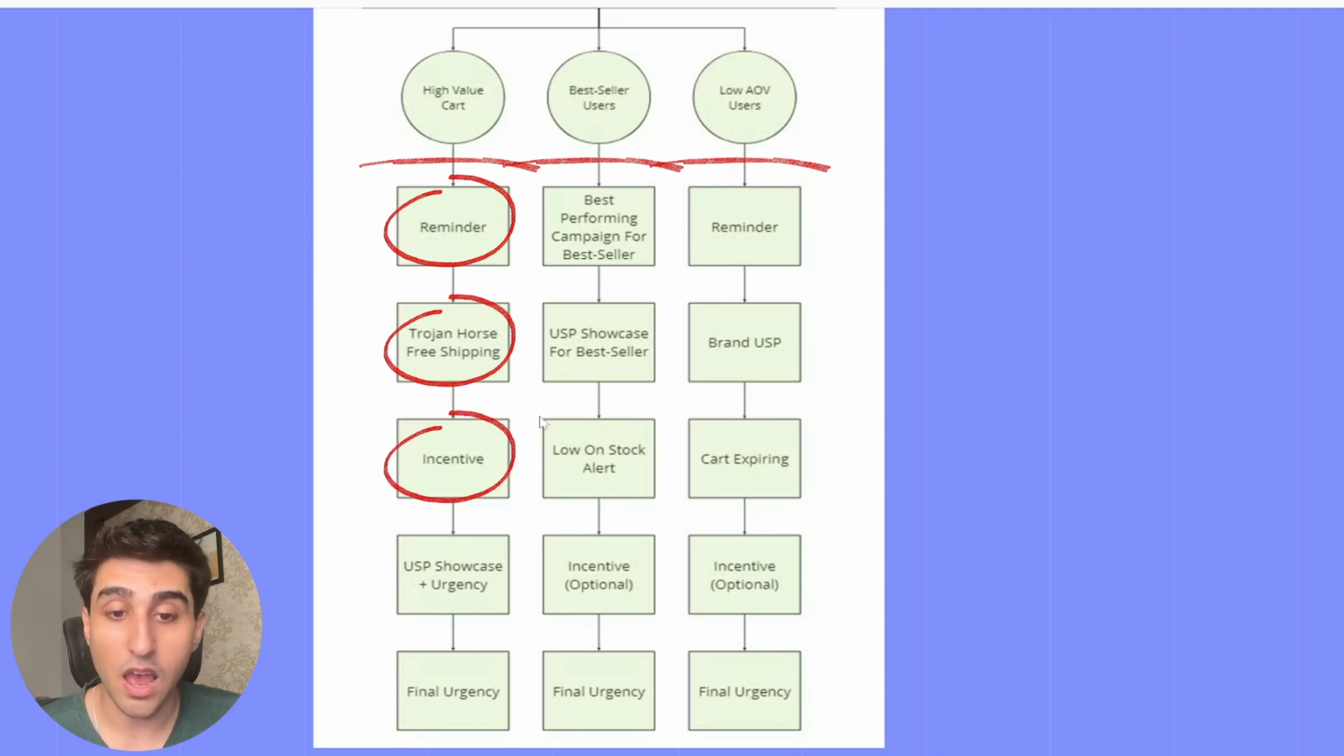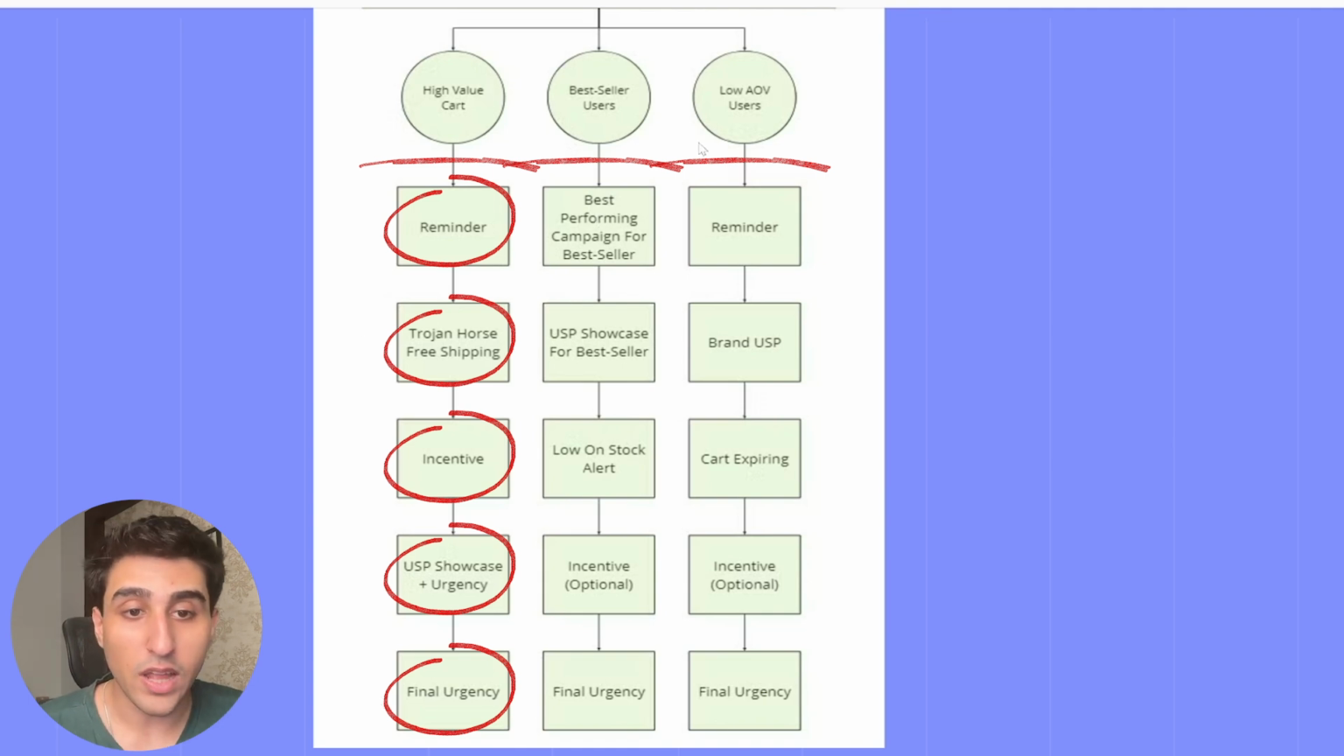And then after that you're giving them an extra incentive other than the free shipping. So basically they were already qualified for free shipping, so you weren't giving them something extra. Now maybe you're giving them 5% off, right? And then we're showcasing our unique selling propositions and giving them some urgency. And then at the end, we're giving them a final urgency that all of this cool stuff is expiring really soon. So now people who are in the best sellers category, they're going to be treated differently.